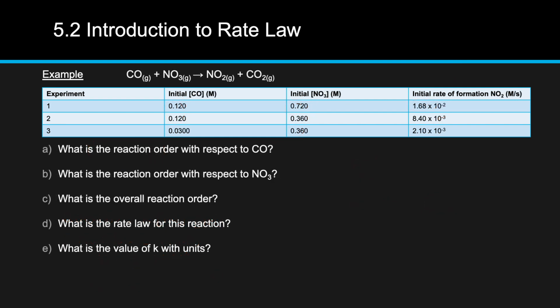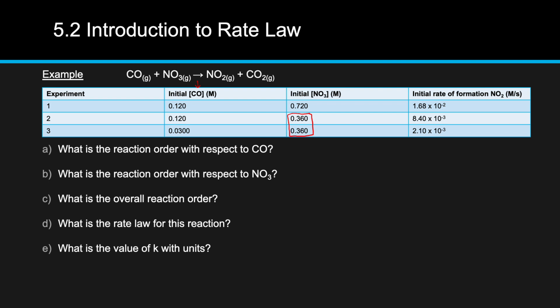All right, so let's do one more example before we finish out 5.2. So we have our reaction shown above, and then we have our experimental data for 3 separate experiments. So for A, what is the reaction order with respect to CO? So in order to figure that out, we want to look at where NO3 is constant. And NO3 is going to be constant between experiment 2 and experiment 3.